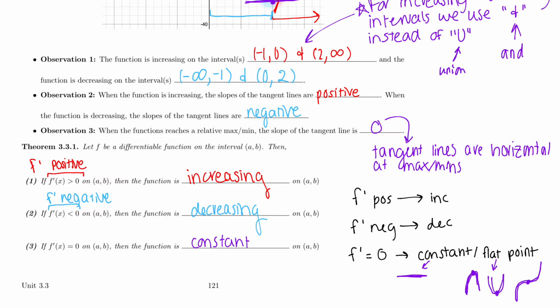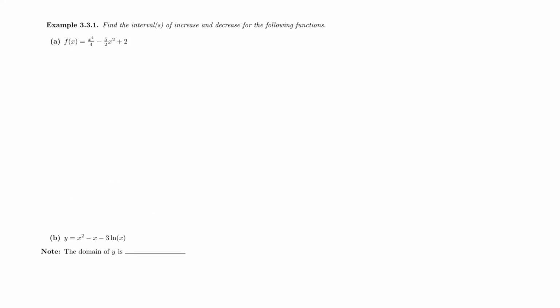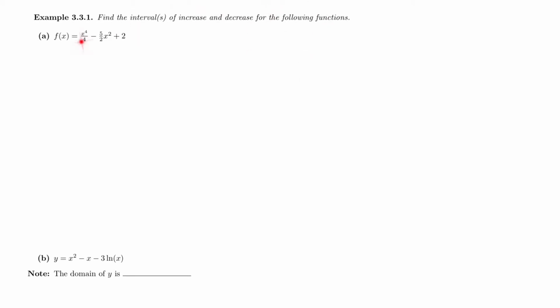All right. So let's use this information in a problem. We want to find the intervals of increase and decrease for the following functions. So we have this function, x to the 4th over 4 minus 5 halves x squared plus 2. Your first step is going to be finding all the important values, not the critical values, like important values. You want all values. So you want to find f prime first, obviously, because you need that to find the important values. And all important values.